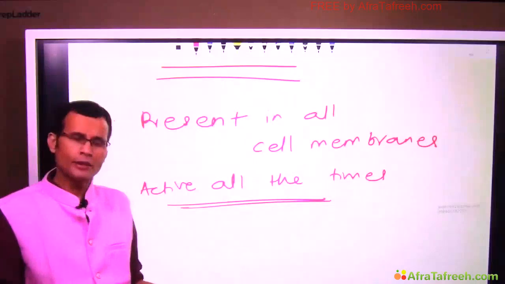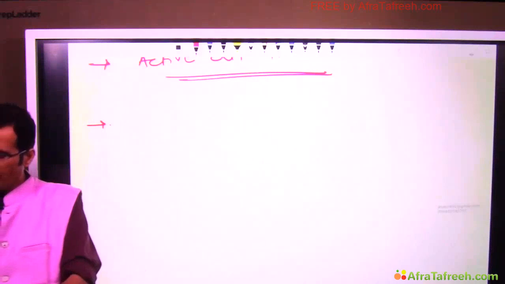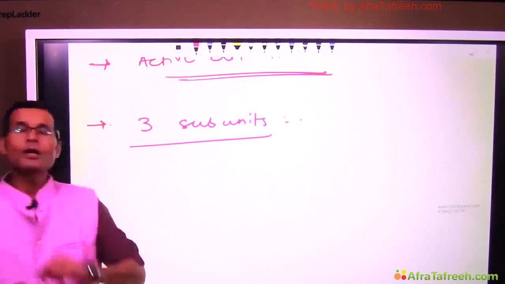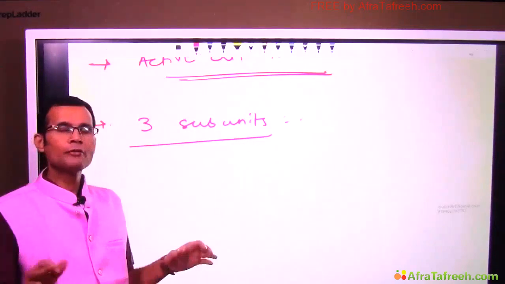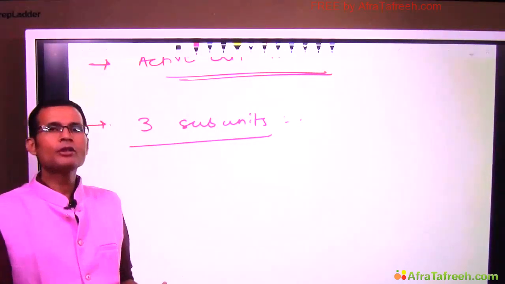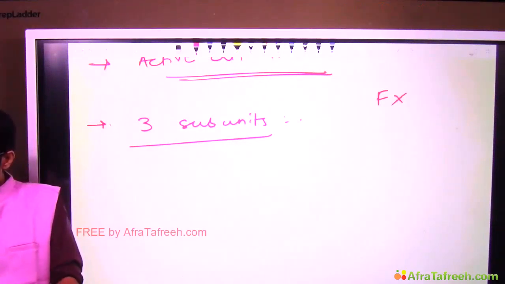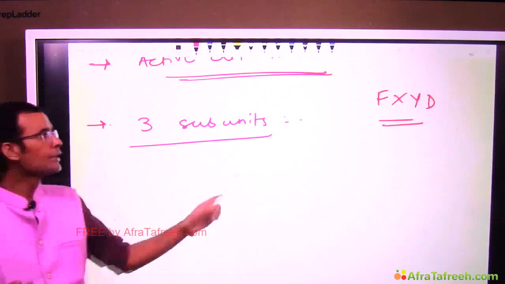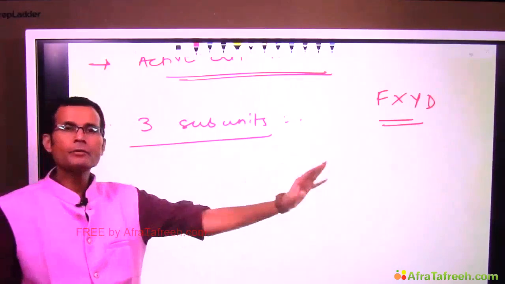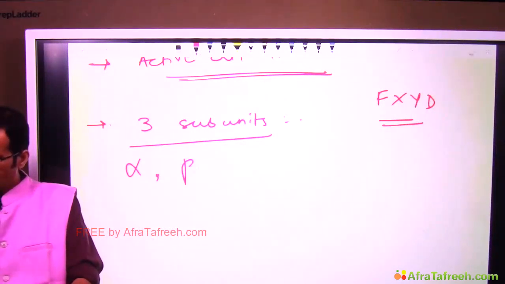Why does it do that continuously? We will see that in some time. Basically, the sodium potassium pump has 3 subunits. Now, I know I'm making a debatable statement here because most of you have read 2 subunits, alpha and beta. Well, a third subunit has been discovered recently. And as I mentioned previously, that third subunit, gamma subunit, belongs to the FXYD category of proteins. So, sodium potassium pump has 3 subunits, alpha, beta, gamma.